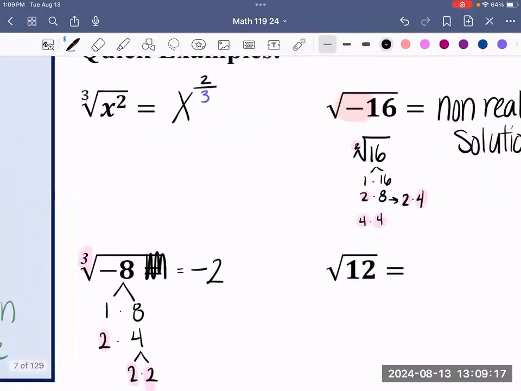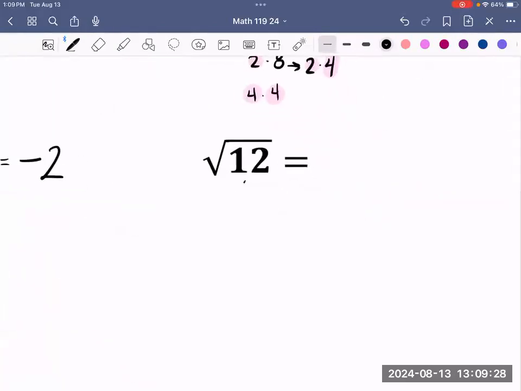Now, if those are nice and perfect numbers, a perfect cube, a perfect square, then what do we do if we have something like the square root of 12? Well, the square root of 12, we can actually break up a little bit into some of its factors: 1 and 12, 2 and 6, 3 and 4.